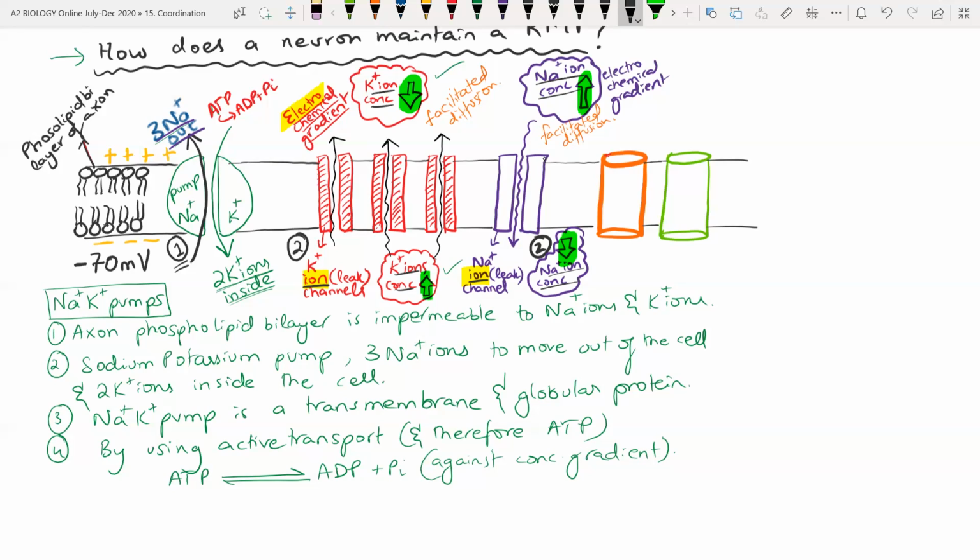Yes, sir. Now, how is this resulting again in the inside being more negative and the outside being more positive? Well, I'll tell you how that is. Although you can see that sodium ions are moving inside, that means positive ions are moving inside, so the inside should be positive, while the potassium ions are going outside.